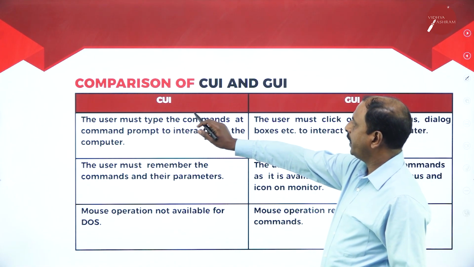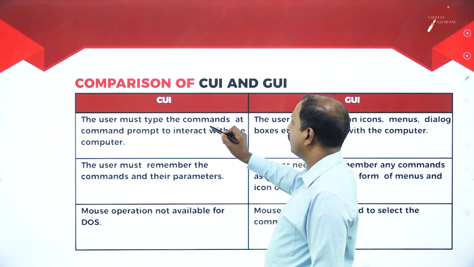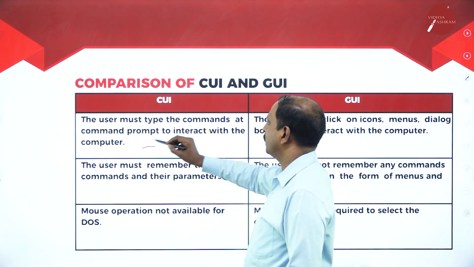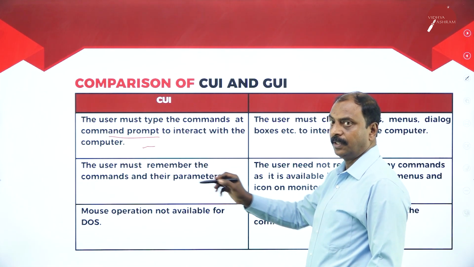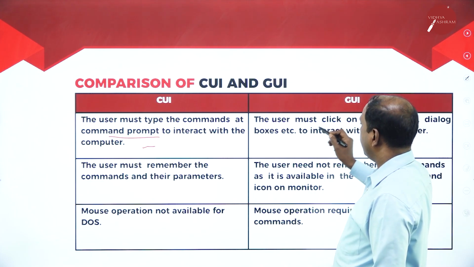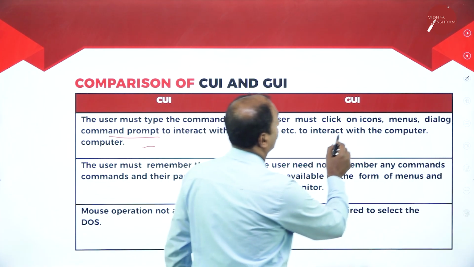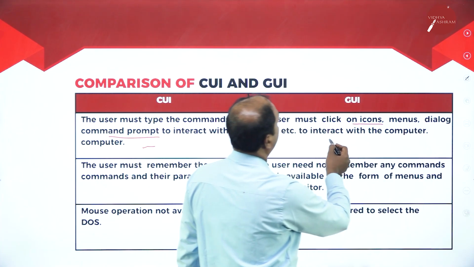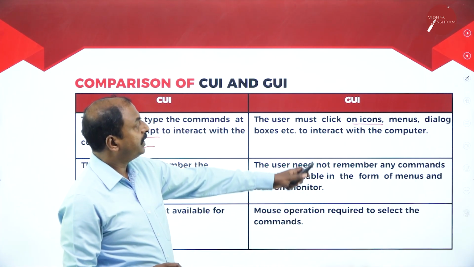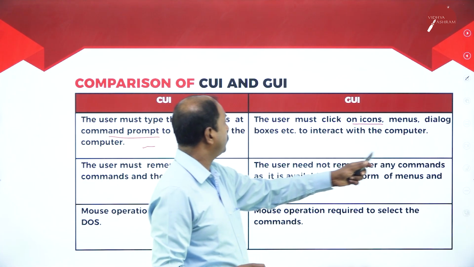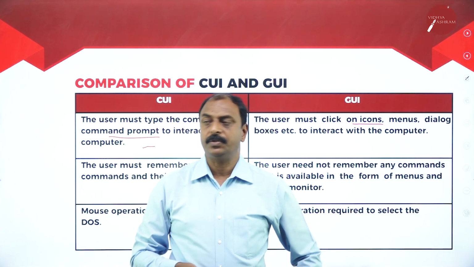One is CUI, the other GUI. In CUI, the user must type the commands at the command prompt, the C prompt, to interact with the computer. But with GUI, the user must click on icons with the help of a mouse. By using different devices, handheld devices, the user will click on icons, menus or dialog boxes, etc., to interact with the computer.